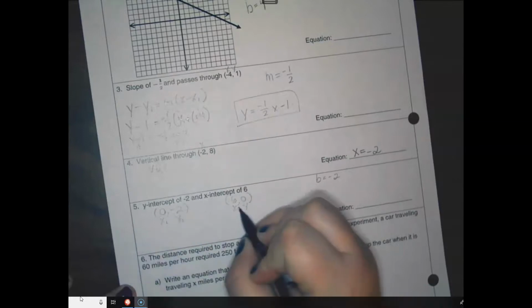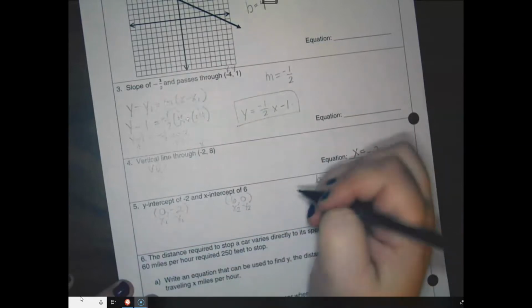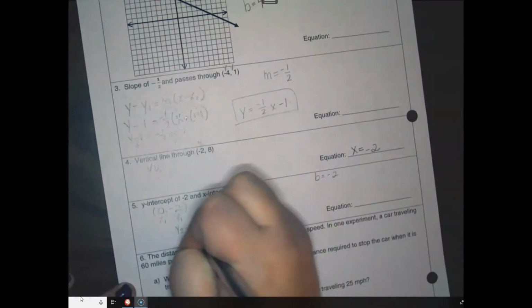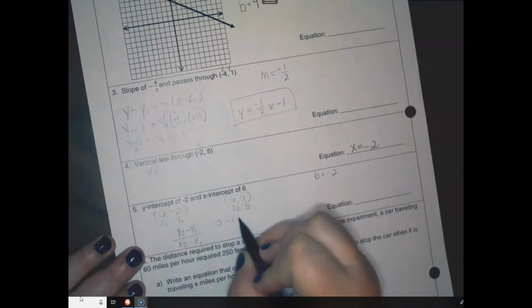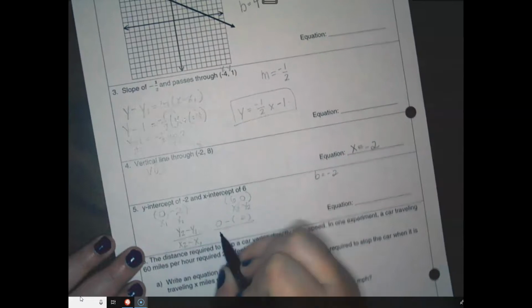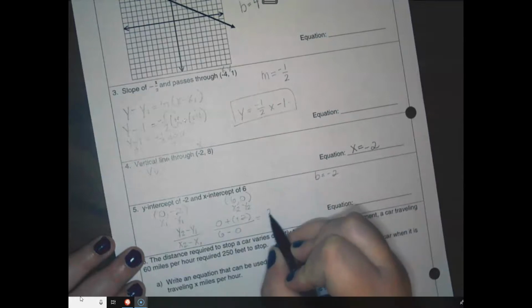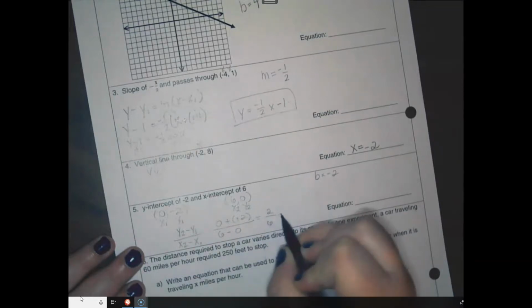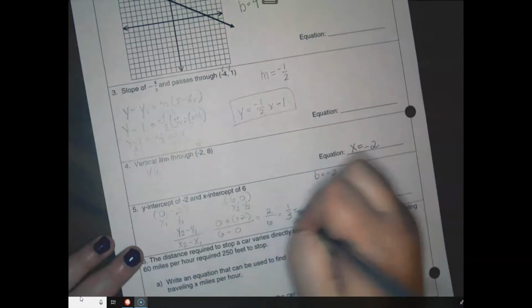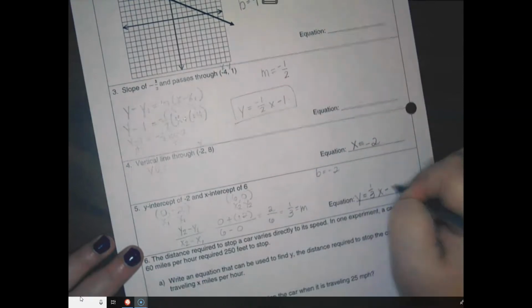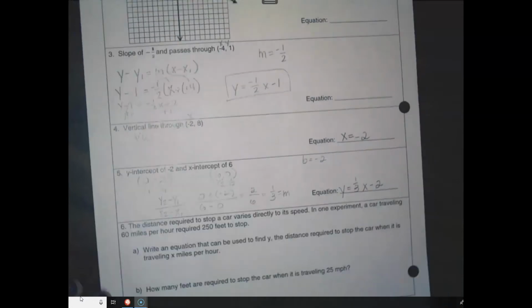We're going to look at our differences in our y's over our differences in our x. So y2 minus y1 over x2 minus x1. So y2 is 0 minus negative 2, over 6 minus 0. And then change sign gives me 2 over 6, 1/3. And from there I have my m. So y equals 1/3 x. And I already had my b. So no extra work needed.